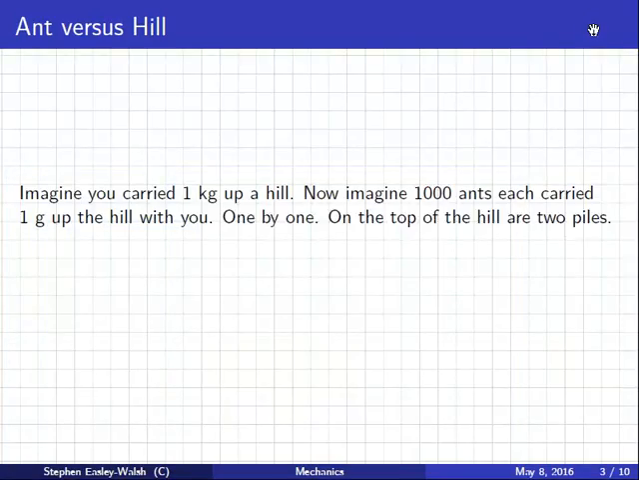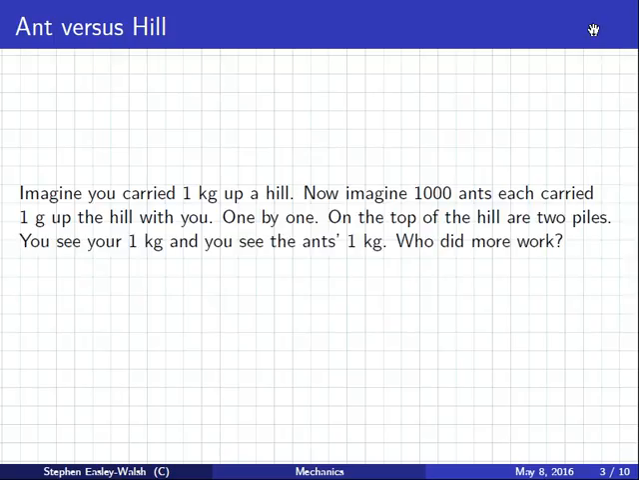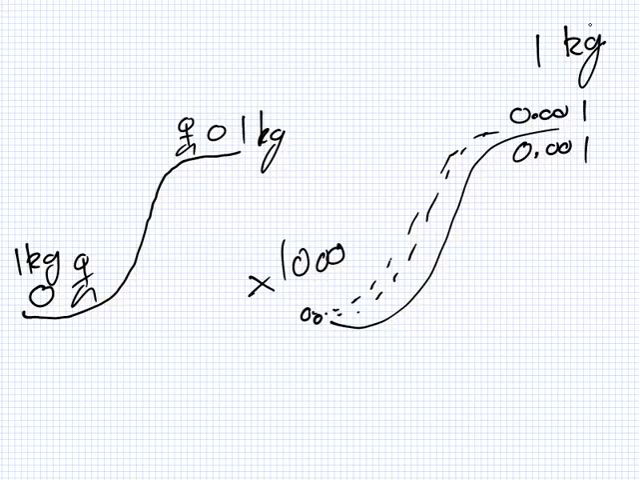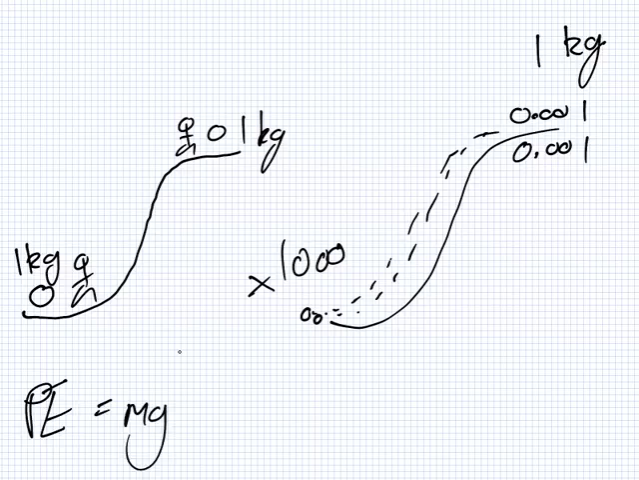on top of the hill, you have 2 piles. 1 kilogram from you, and 1 kilogram from the ants. Right, who did more work? Ants are small insects. Who did more work? Same. Same, very good. Because in both cases the work done was potential energy, which equals mgh.